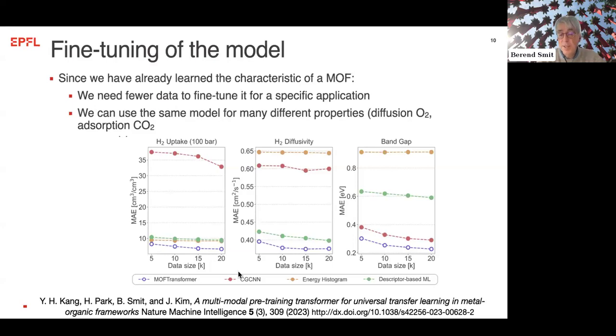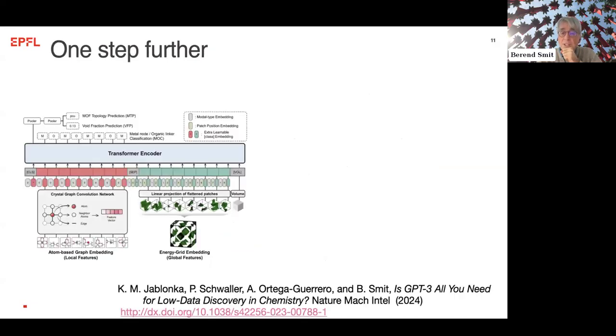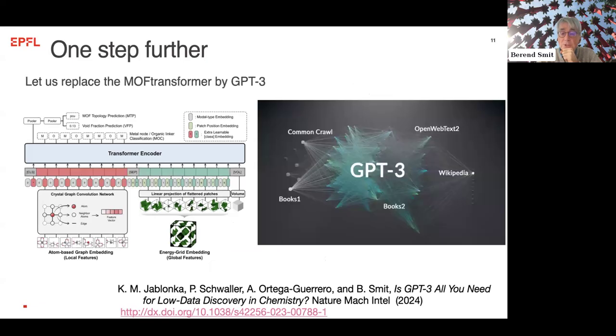So we were wondering, actually, Kevin had the idea. He basically said, instead of this, can we not leverage something else? And that is GPT-3. GPT-3 is also a language model, but while we trained our language models on this MOF grammar we developed ourselves, GPT-3 is trained on everything you can see on the internet.